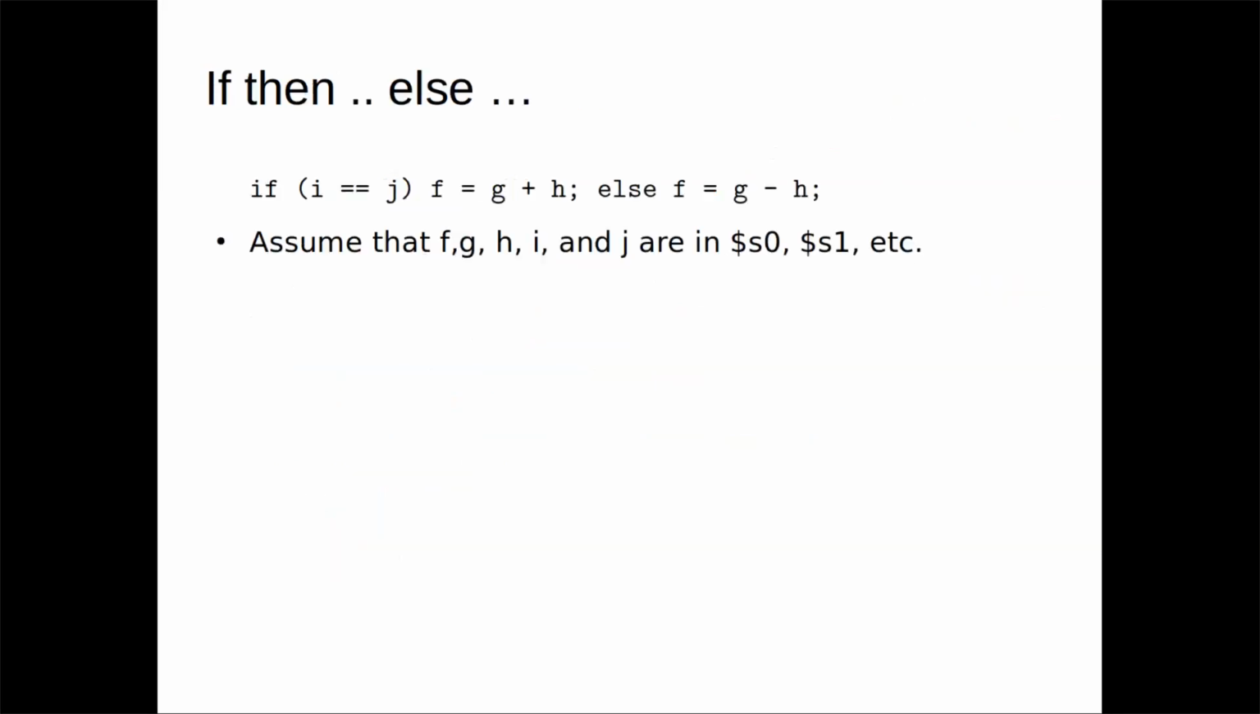Okay, let's take a look at the examples. This is where the fun starts. Imagine we have this if-then-else statement in C. It says if i equals j, then execute this statement, f equals g plus h, else f equals g minus h. Assume that f, g, h, i and j are in registers s0, s1, and so on. So what kind of code do we need to generate?